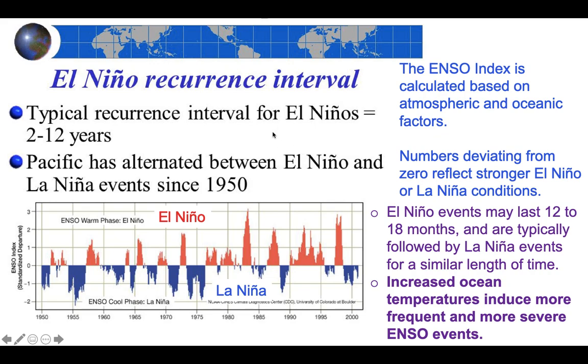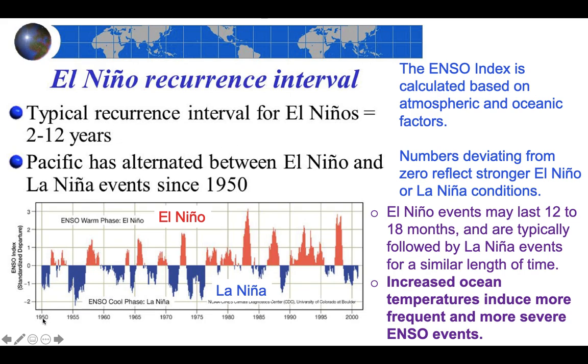Scientists keep track of El Nino and La Nina events because these events strongly control the climatic patterns in the Earth and also affect the global climate patterns. And usually recurrence interval for El Ninos is about 2 to 12 years, with increasing global warming and warmed up ocean water. This interval is actually getting less and less in recent years. So we're going to be seeing much more frequent El Nino events into the future.